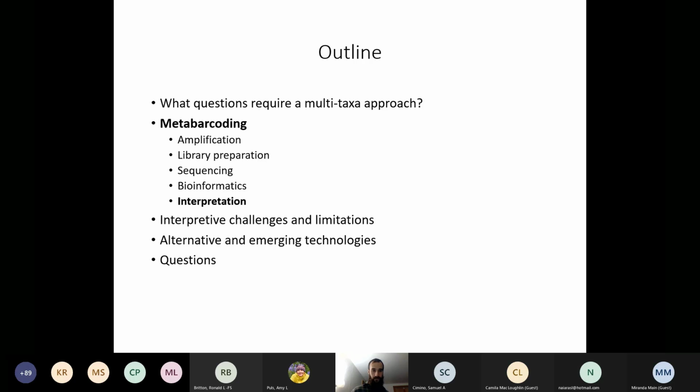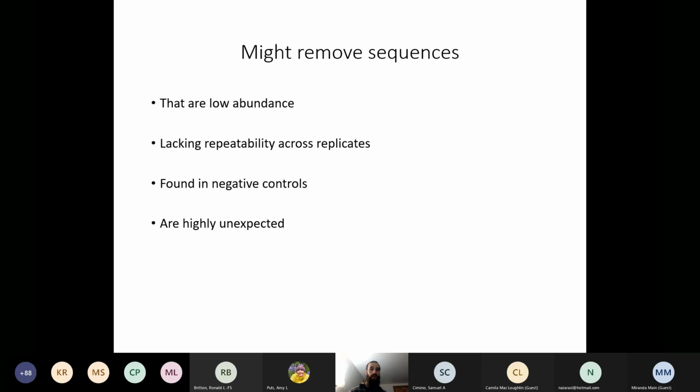All right, I see that I'm running a little bit long on this, but I'm going to talk a little bit about interpretation after you've done taxonomic assignment with metabarcoding. And that I think will transition into a talk about interpretation for multi-taxa approaches broadly.